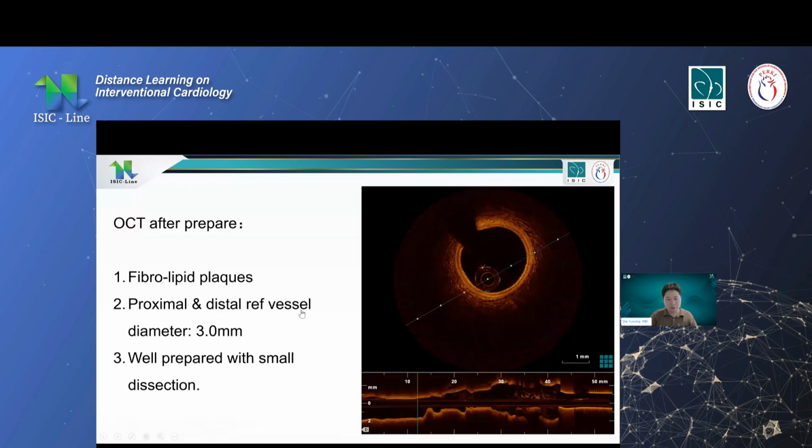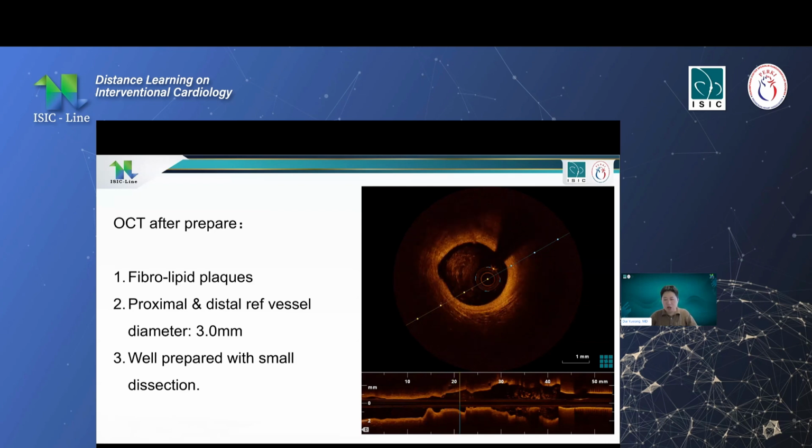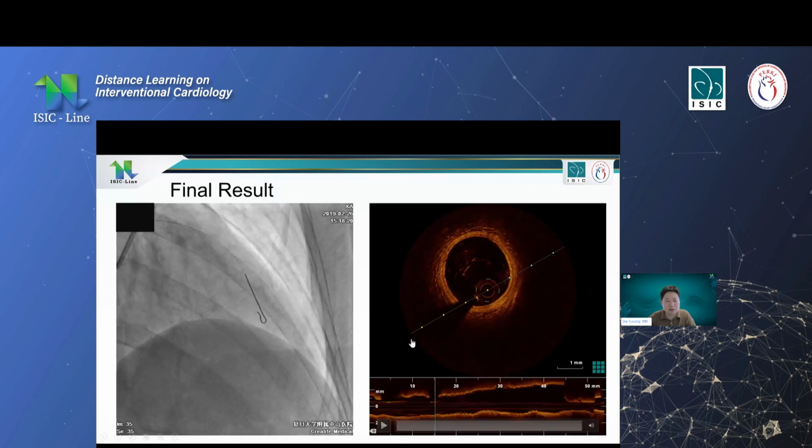And after that, we performed the OCT, and you can see that the OCT after preparation showed that the most stenotic segment is fibro and lipid plaques, proximal and distal reference vessel diameter is 3.0 millimeter, and the lesion is well prepared with some small dissection, and then a 3.0 BIS was implanted, and a 3.25 balloon was post dilated, and this is the final result, and you can see from the OCT.